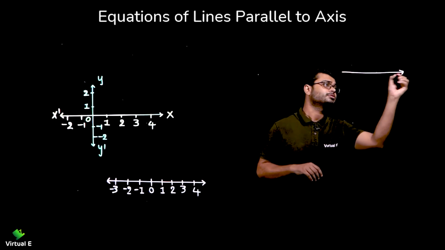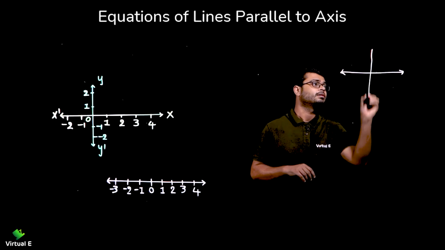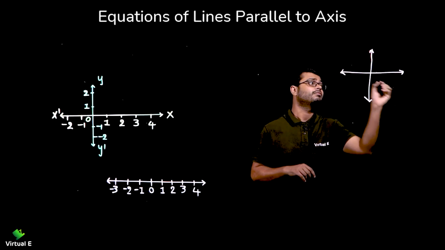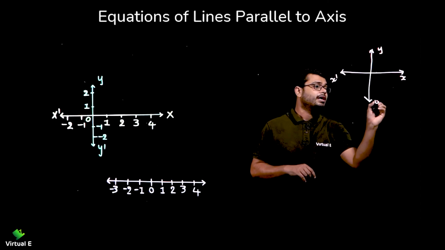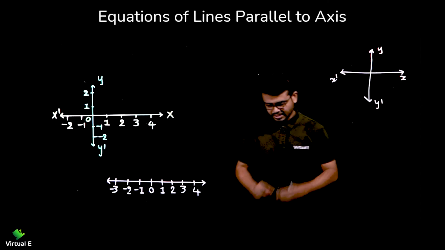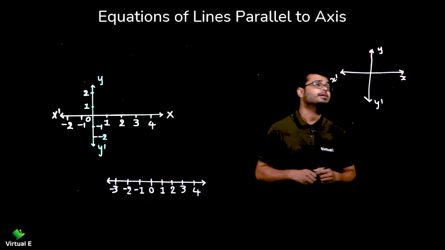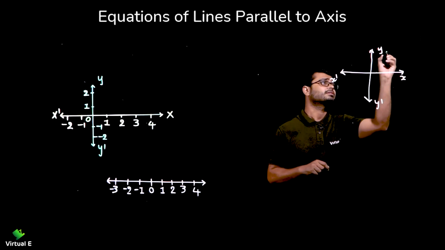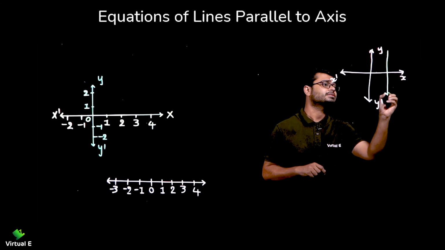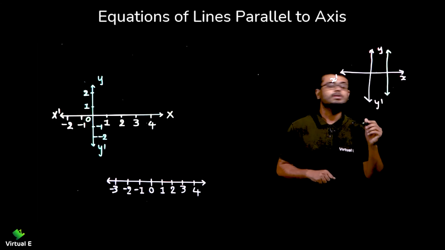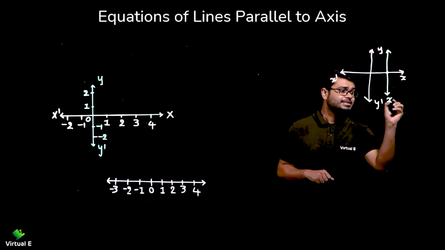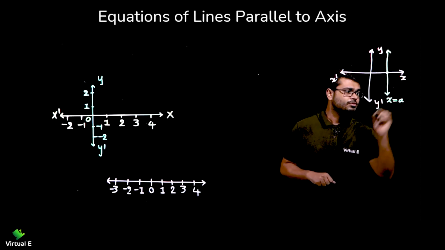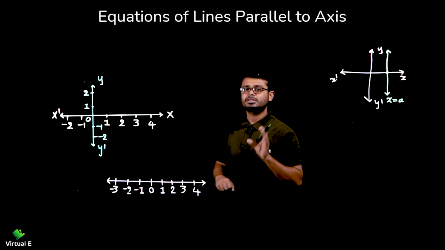So just for a reference, let's draw y and x-axis. This is y and y dash. If we talk about a line parallel to y-axis, it will look something like this. Correct? It will have some value, or I can say x is equal to a. Now a means what? Some number.